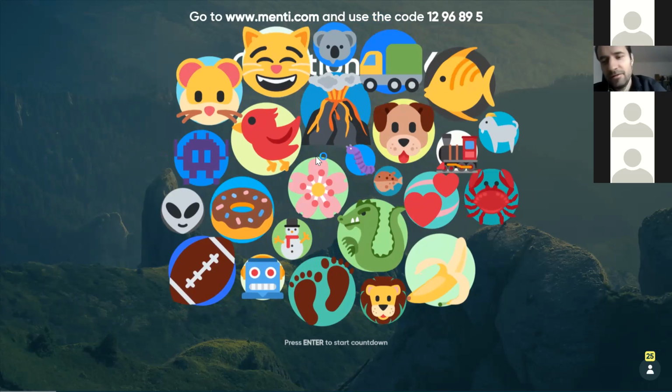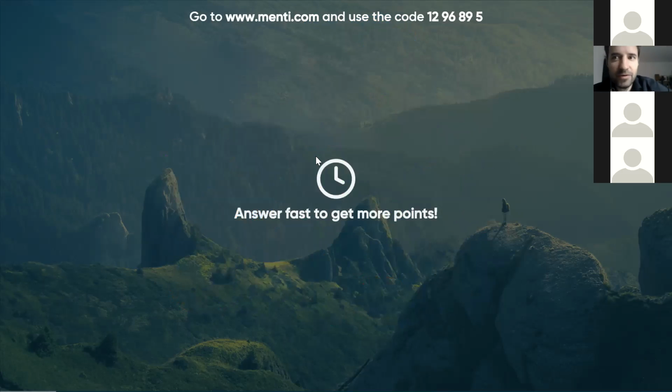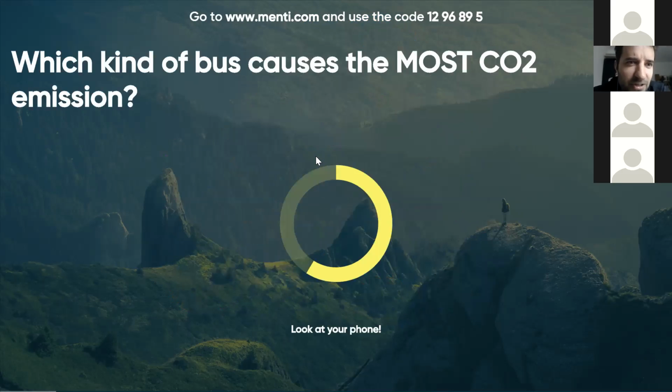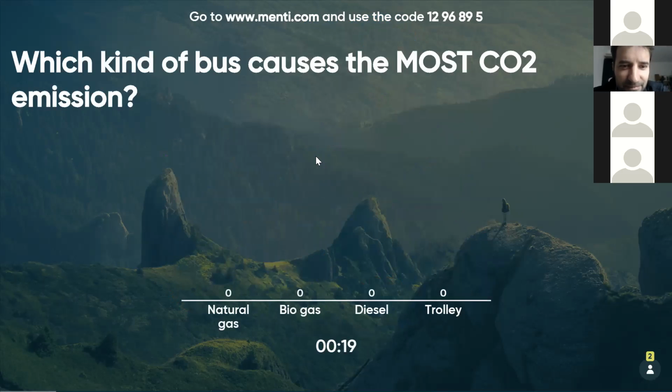Okay, I think we can start with the quiz. First question: which kind of bus causes the most CO2 emission? Natural gas bus, biogas bus, diesel bus, or trolley bus? So this is the carbon footprint. Which of the four buses had the highest carbon footprint when driving?